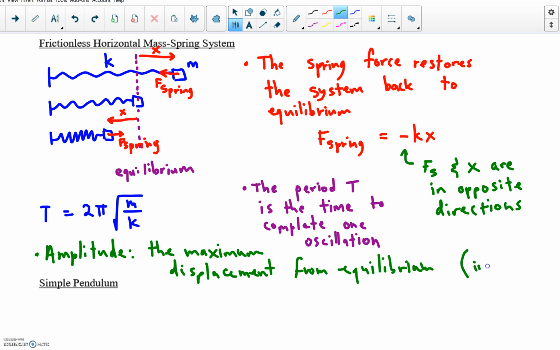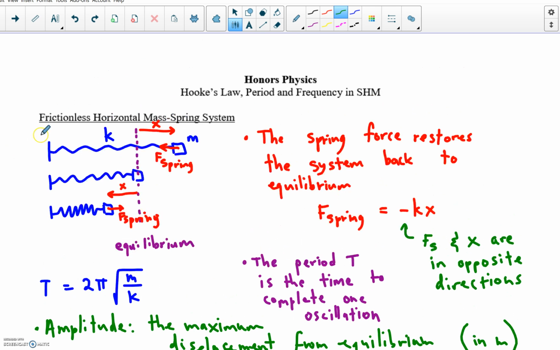For a mass spring system, we measure the amplitude in meters. So you look at that dotted line, right, and you say, what's the farthest out you ever get? Maybe it's not this particular displacement. Maybe the block goes all the way out to here. Whatever the farthest is, that maximum displacement in meters, that's the amplitude.